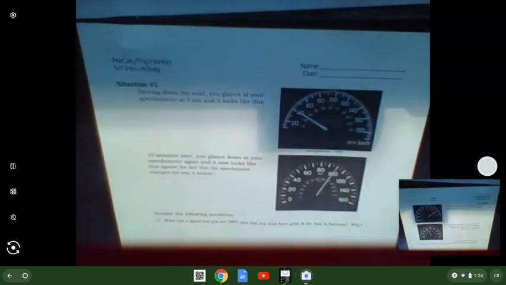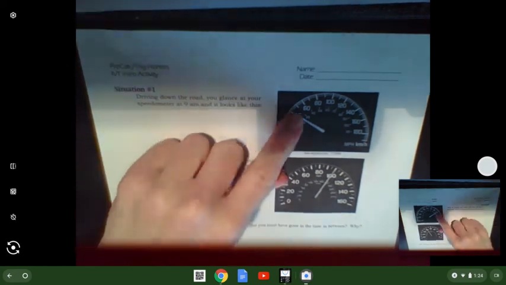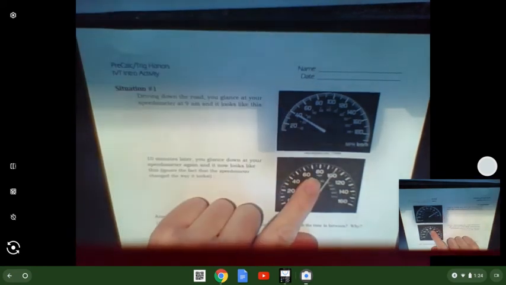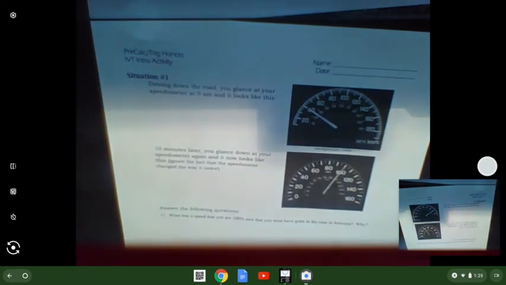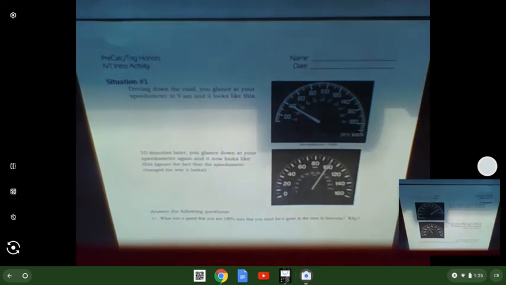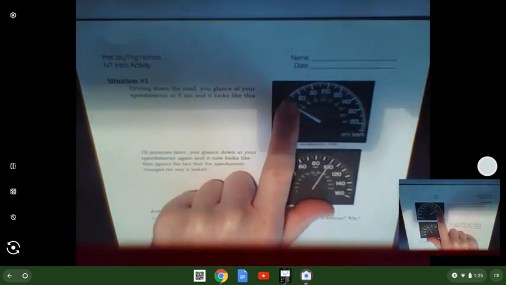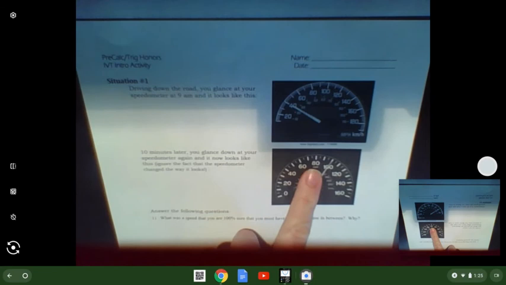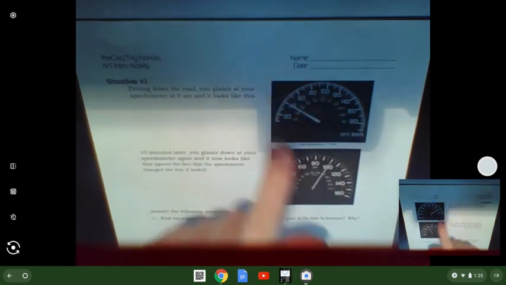So if I asked you to give me a speed you are 100% sure that you must have gone in that time between being at 40 and then seeing you're at 100, I bet you all could list out a speed you must have gone. Some of you may say, oh, I must have gone 60. Some of you would say, I must have gone 99. I must have gone 50. Now, I could have gone those speeds for just a split second, but I think you'd all agree, in order for me to get from 40 miles per hour up to 100, I have to pass every speed in between.